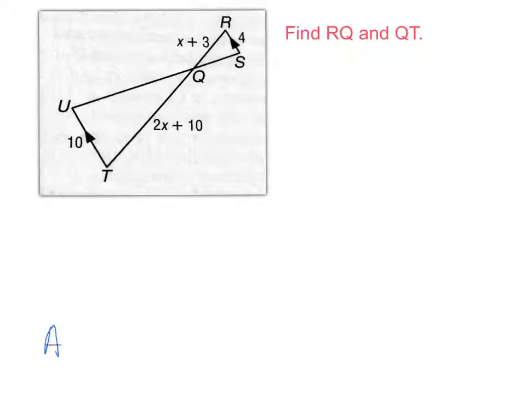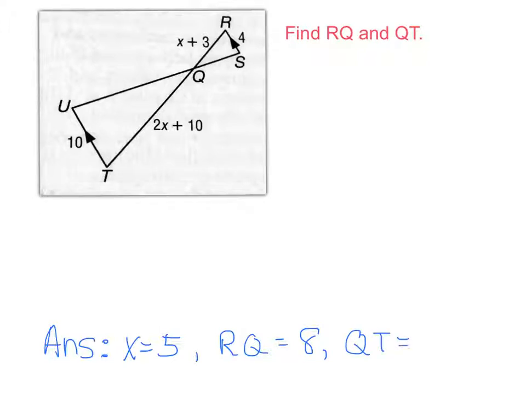Okay guys, the answer just to this one: your x comes out to be 5. Your RQ, once you plug 5 into that diagram, comes out to be 8. And your QT, you guys, finally comes out to be 20. Hope you did okay. Good luck on the homework.